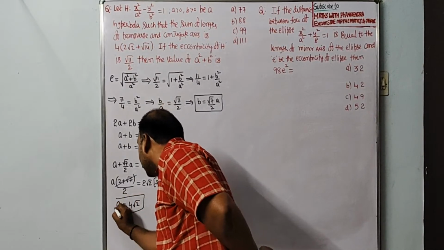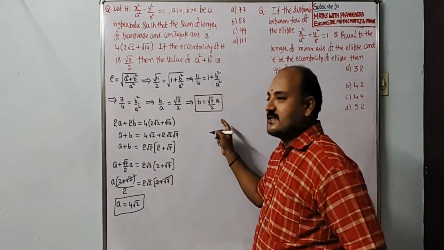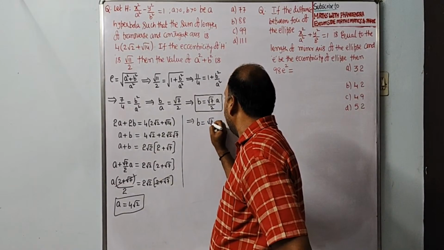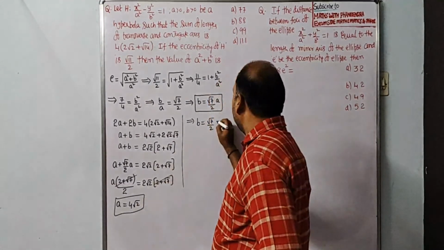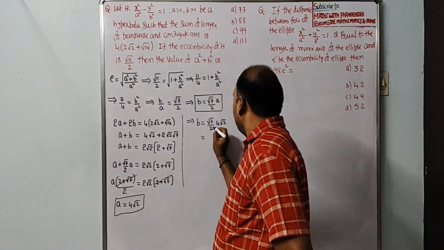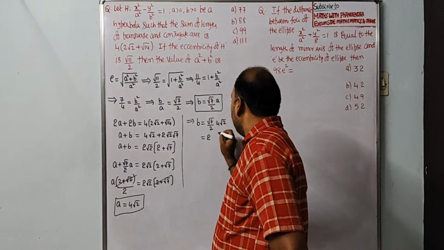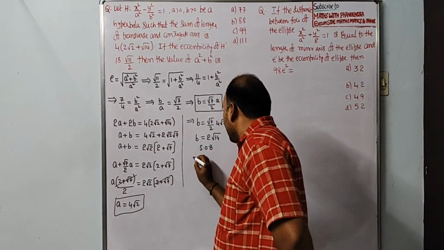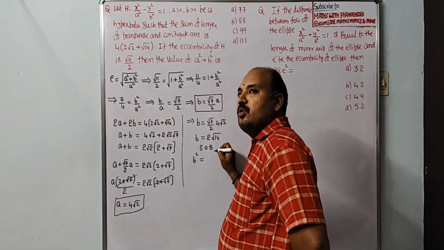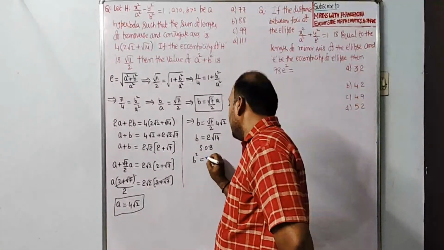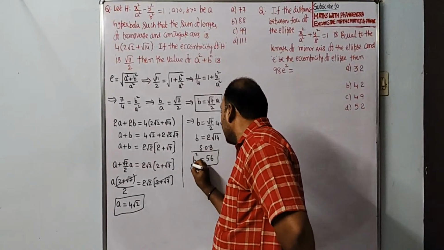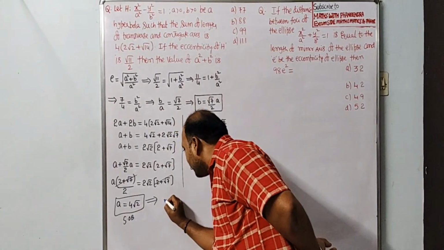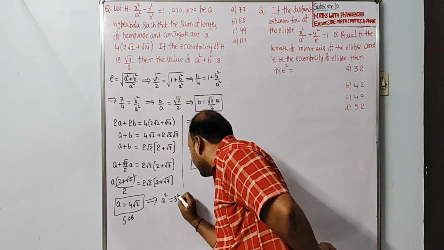So a value we got it, dear students. This a value substitute in this, you will get b value also. So b is equal to root 7 divided by 2, in place of a, 4 root 2. Substitute. So 2 ones, 2 twos. So 2 into root 7 into root 2 is root 14. So therefore b value is this one. Squaring on both sides, b square is equal to 4 into root 14 whole square, is 4 into 14, which is 56. Here also squaring on both sides, you will get a square is equal to 32.